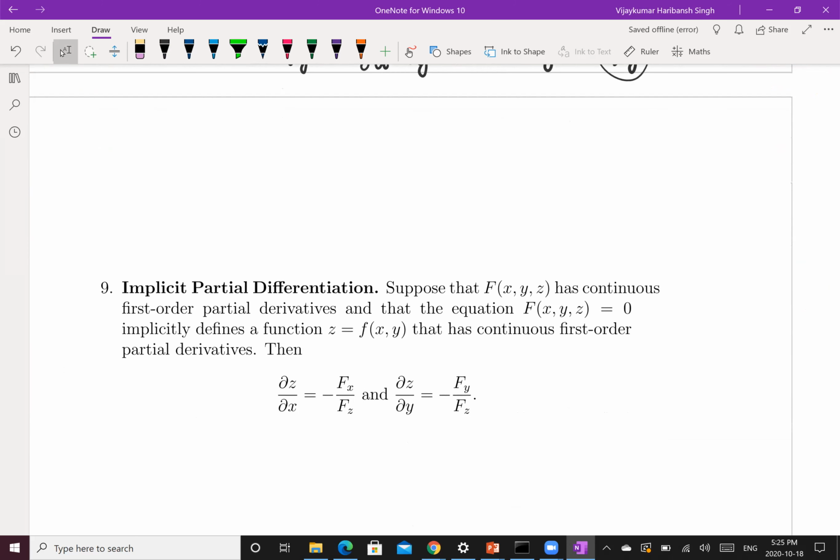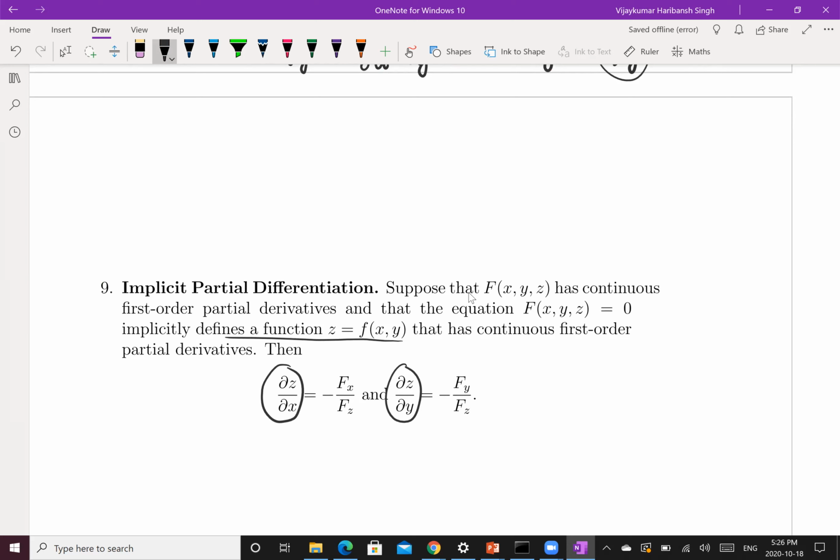Now we want to talk about the implicit partial differential equation. Suppose you have a function f of x, y, z with continuous first order partial derivatives, and the equation f of x, y, z equals 0 implicitly defines z equals f of x, y that has continuous first order derivatives. So the derivatives are nice. Then ∂z/∂x and ∂z/∂y are given by the following formulas.